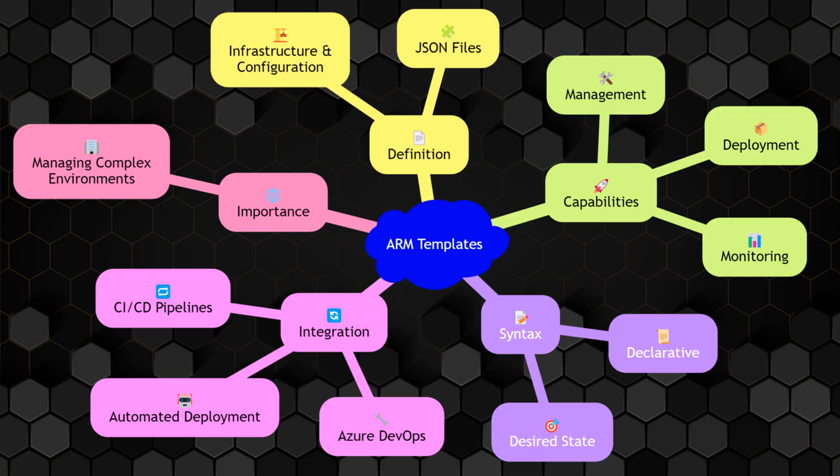ARM templates are JSON files that define the infrastructure and configuration for Azure resources. They enable the deployment, management, and monitoring of resources as a group. ARM templates support declarative syntax, allowing users to specify the desired state of the infrastructure. They also integrate with Azure DevOps, enabling automated deployment and continuous integration, continuous deployment, CI/CD pipelines. ARM templates are essential for managing complex Azure environments.